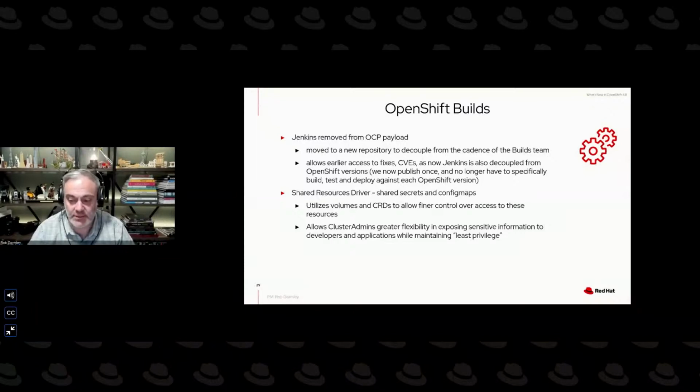Instead, we're able to publish a payload as a Jenkins release compatible with all the supported versions of 4.x. And 2, we now have the shared resources CSI driver, which supports fine-grained access control of shared secrets and config maps, including some of the nicer to have features like revocation. This allows our cluster admins to start to give developers and applications access to sensitive information, like entitlements, subscription details, etc., while maintaining that principle of least privilege. This is part of an ongoing push, and there will be more updates along these same lines to ensure that we have the best balance of security and usability throughout the builds ecosystem.